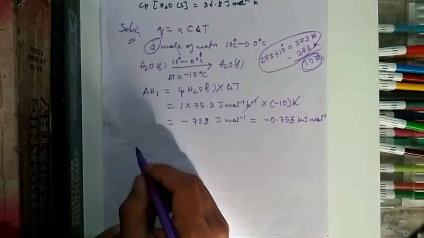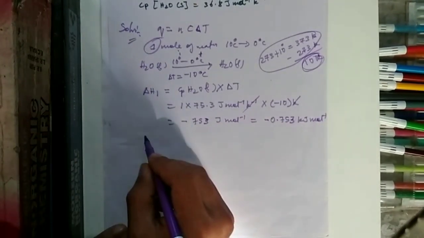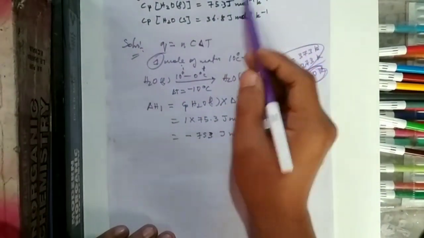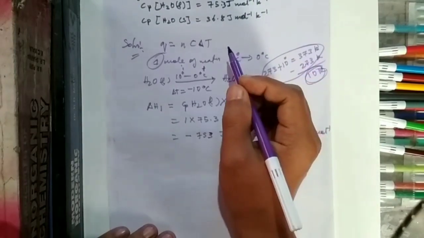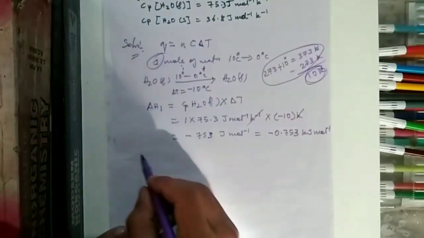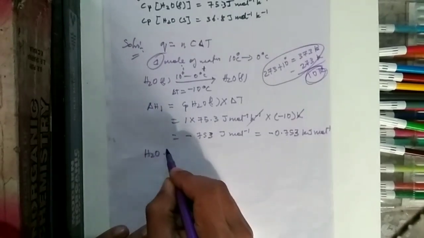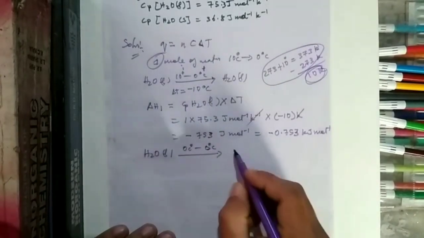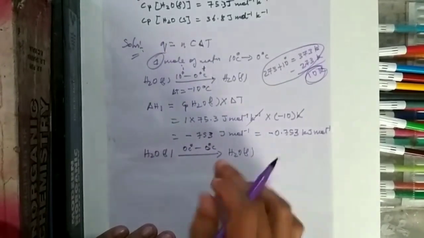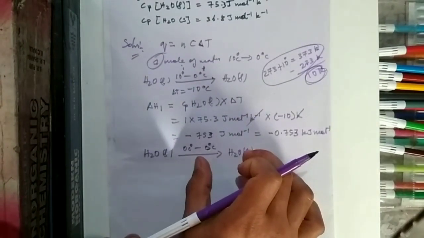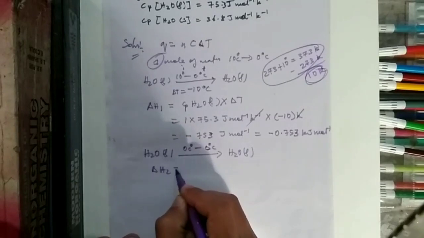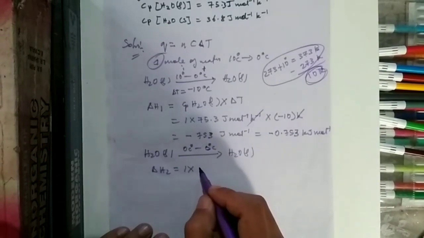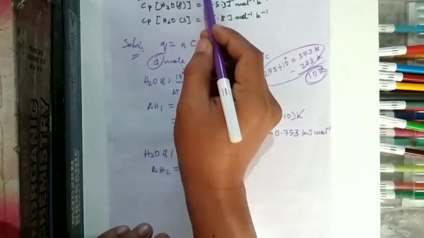Now for the second case, the conversion of 1 mole at 0 degrees Celsius. This is the second step, and in this case it will be in liquid state. Let's take it as delta H2. In this case there is no change in temperature, and then delta fusion is given.